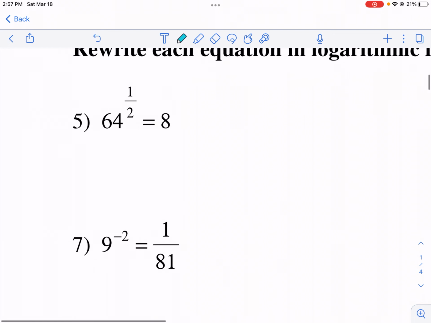So how do we rewrite this as a logarithm? Anytime you have your base of the exponent, that's going to be your base of the log. So I have log base 64. The 1/2 is not there, that's the exponent. That's what we're trying to get by itself. We're going to put 8 right here. That's our argument, and then equals the exponent. So that's what we're doing for logs.